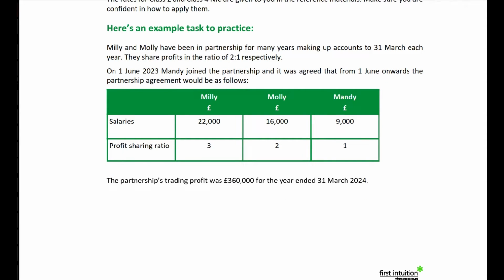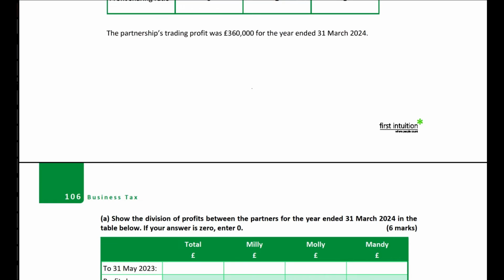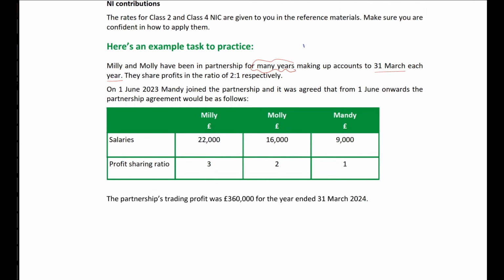So starting to take a look at the question then. Millie and Molly have been in partnership for many years. That's important, so they've actually been trading together for a long time. So there's no leavers and no joiners at this point, making accounts up to the 31st of March each year. So the year end is March.